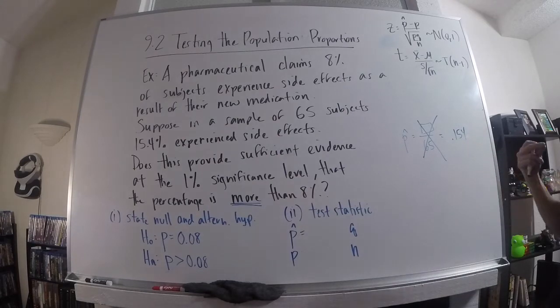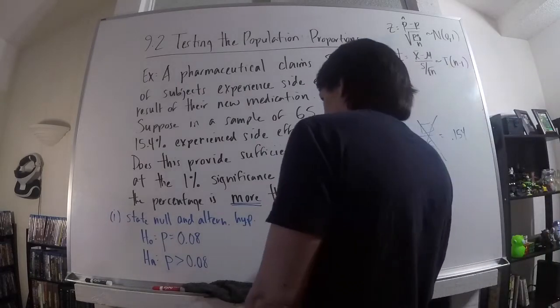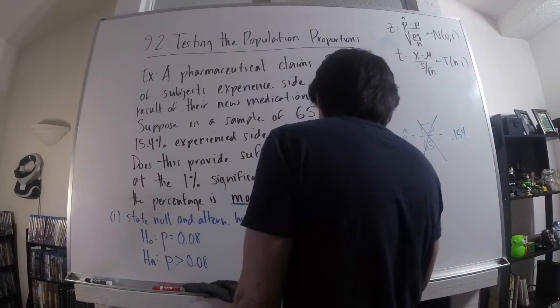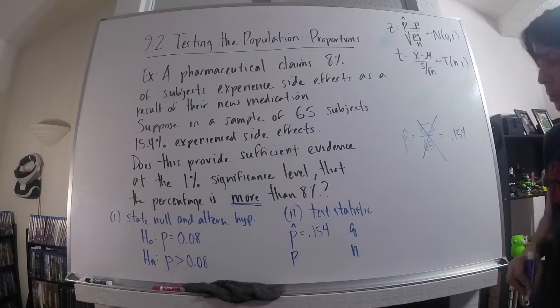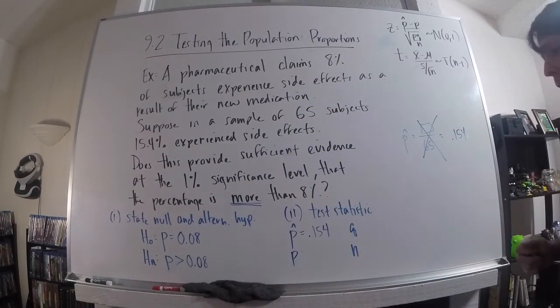So be aware, sometimes they just give you P hat and you don't have to do that one step of dividing. So here, the proportion of the sample that experienced side effects is literally 0.154. Again, they already computed P hat for us. They gave it to us in percent form. We just got to move that decimal to get decimal form.